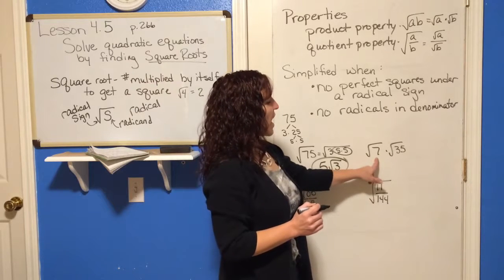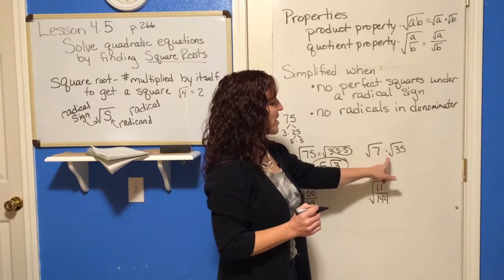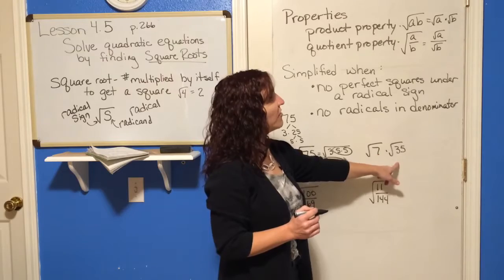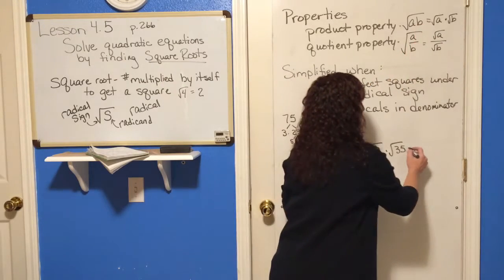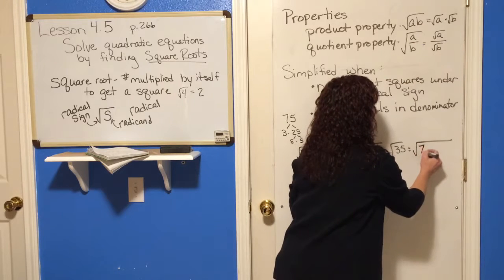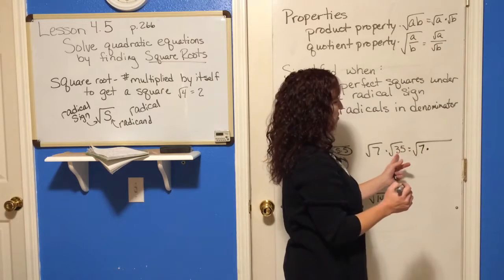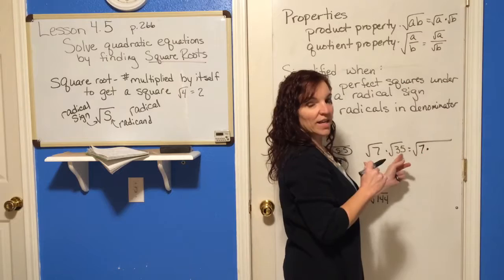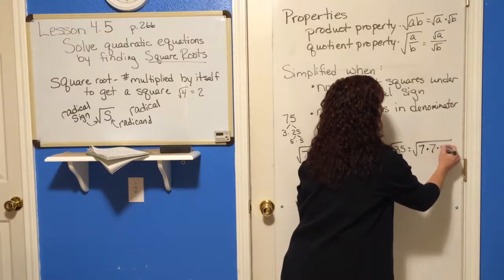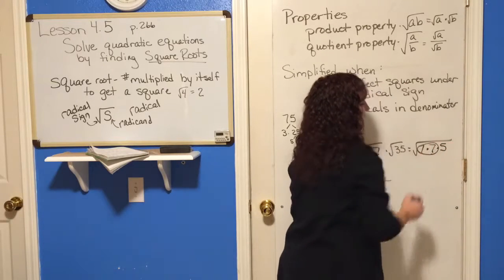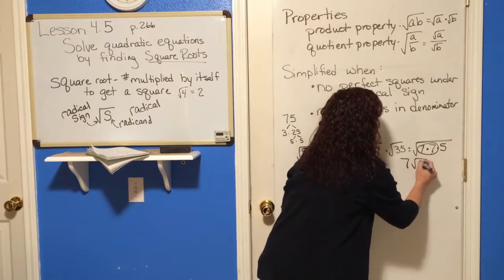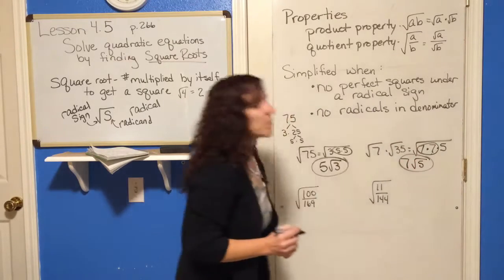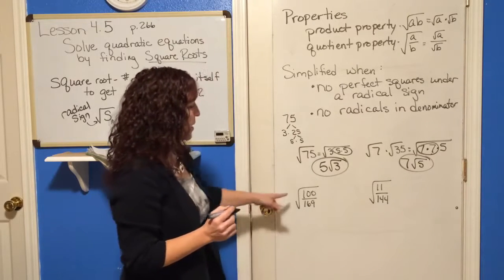Same thing here. Square root of 7 times the square root of 35. We can use our product property to say, well, that's the same as if I just take 7 times 35 under that same radical sign. And I knew 35 is 7 times 5. And there we have a pair of numbers that can come out. So 7 times the square root of 5 is our simplified form of that.